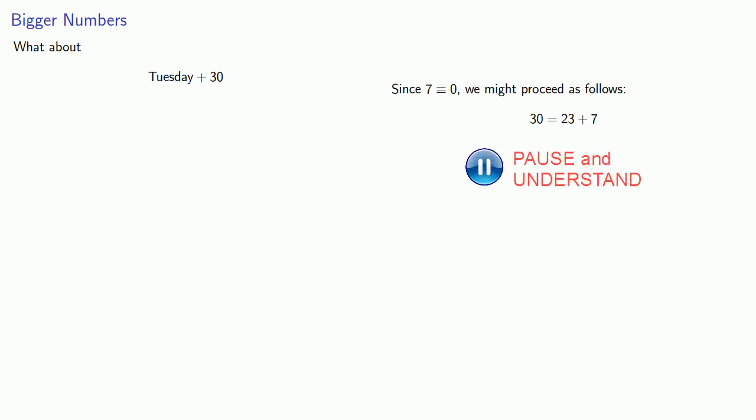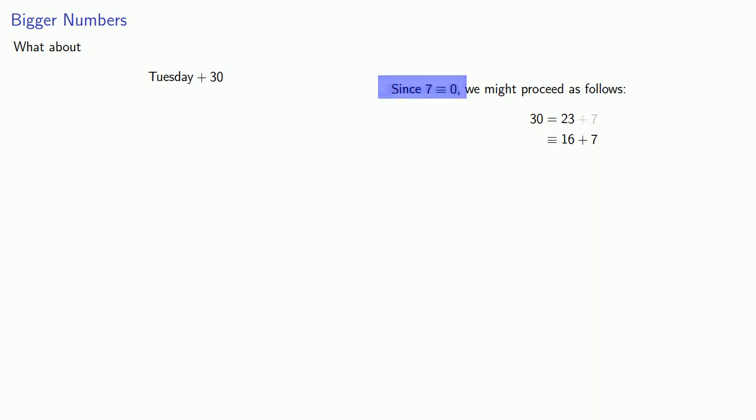What if we have bigger numbers, like Tuesday plus 30? So since 7 is equivalent to 0, we might proceed as follows. 30, well, that's 23 plus 7. But since 7 is equivalent to 0, we don't need to worry about it. But wait, 23, well, that's 16 plus 7. And again, since 7 is equivalent to 0, we can ignore it. But wait, 16 is 9 plus 7. And since 7 is equivalent to 0, we can ignore it. And once again, 9 is 2 plus 7, and we can ignore the 7.